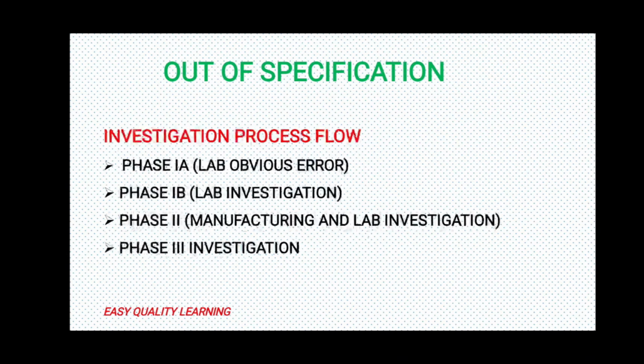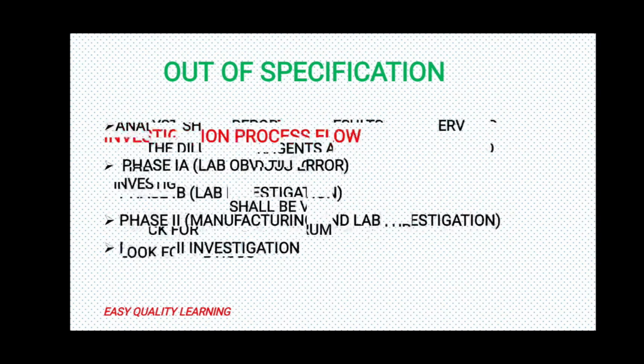Then the investigation process flow, how it works. As soon as the OOS comes, phase 1A, lab obvious error investigation, is done. Then phase 1B, lab investigation, full scale investigation, is done. Then phase 2 investigation, where manufacturing and lab investigation is done. Then phase 3 investigation, where impact analysis is done.